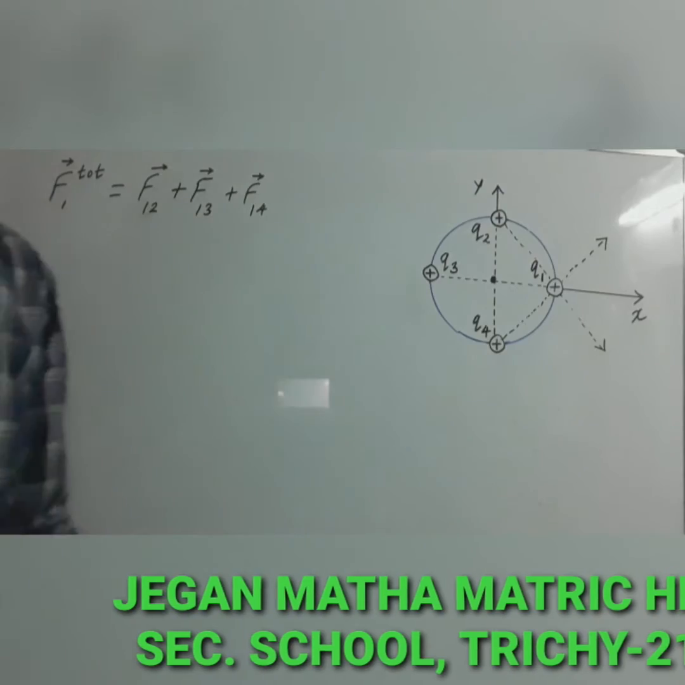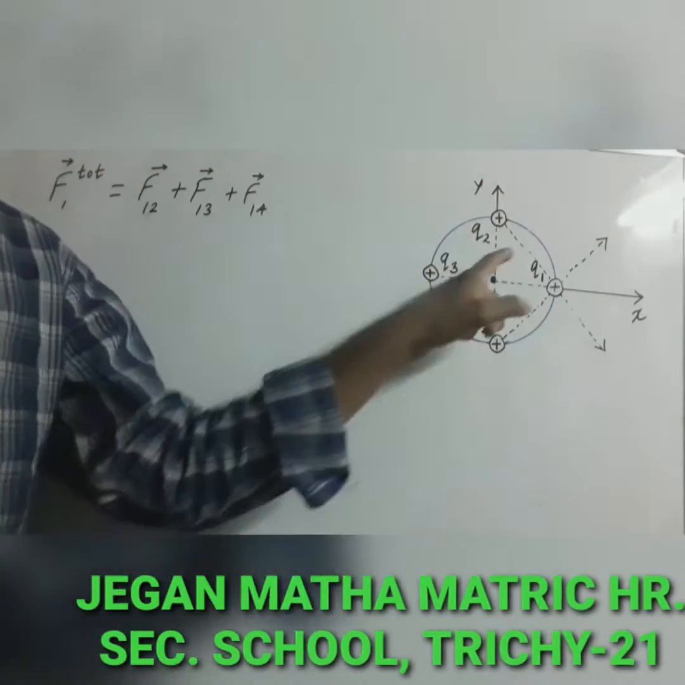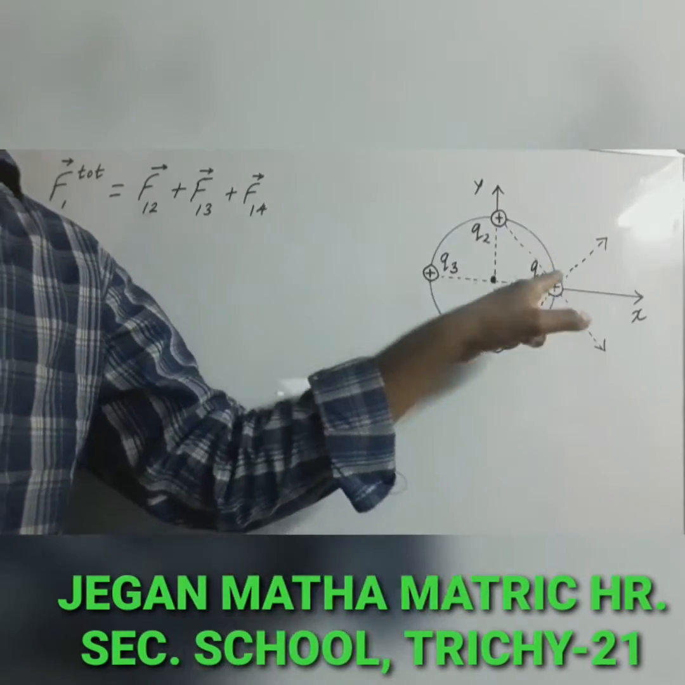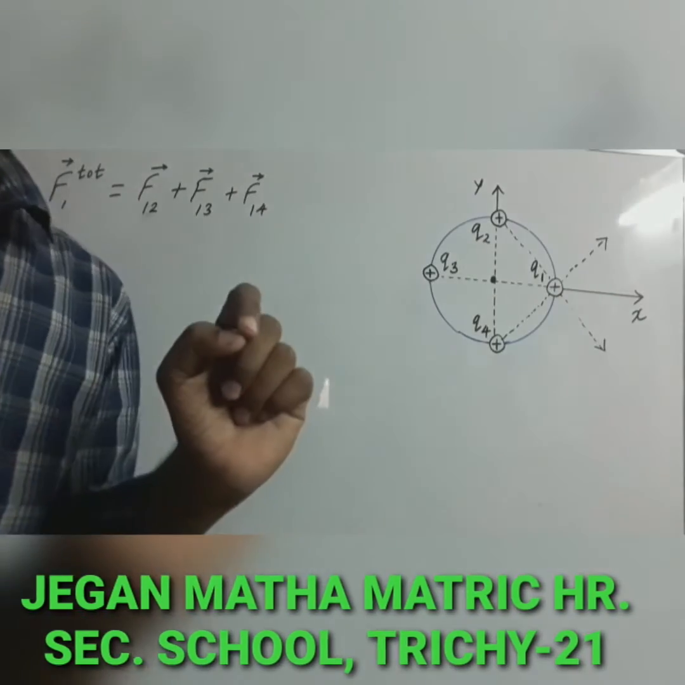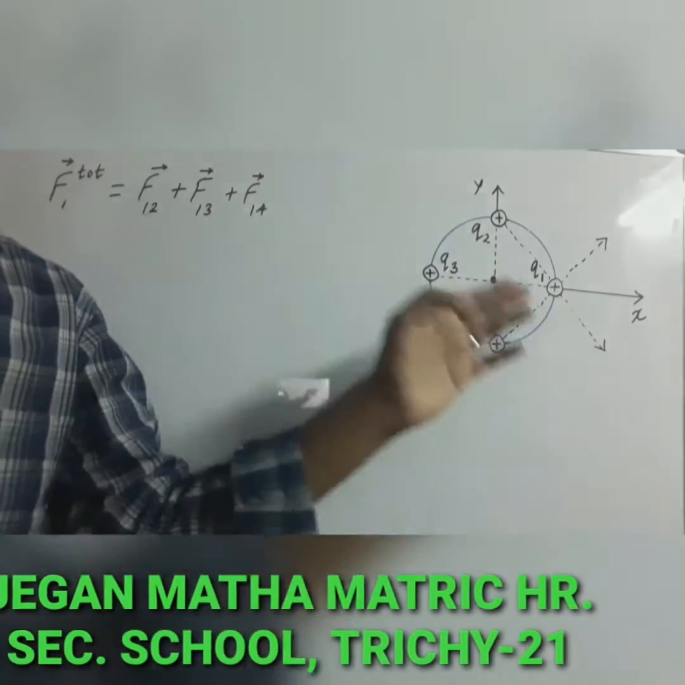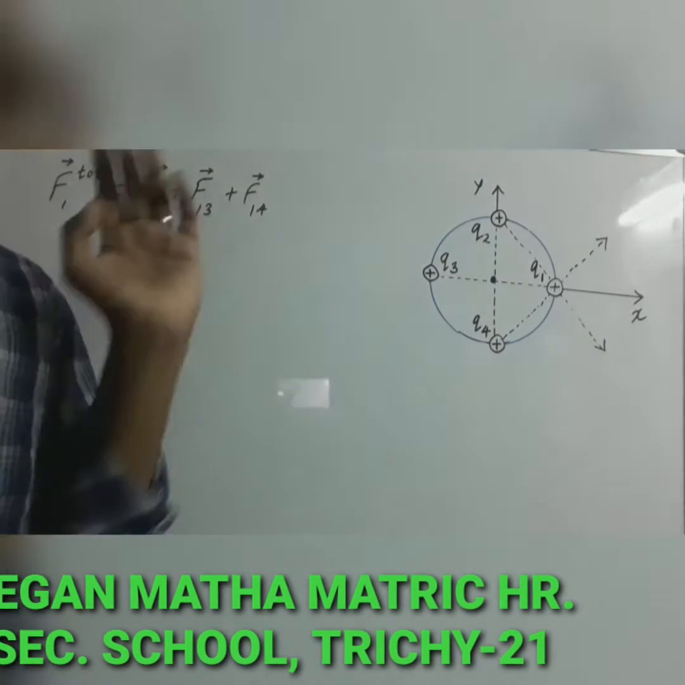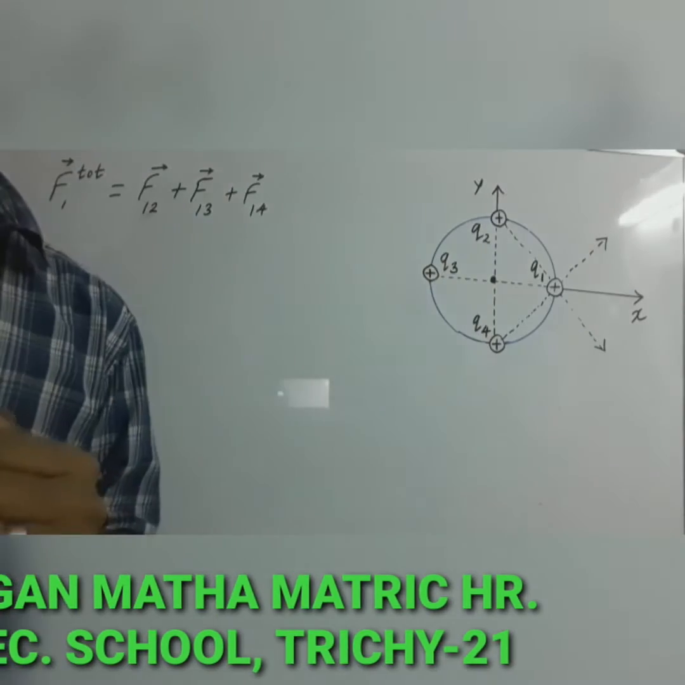The charges Q2 and Q4 are equidistant from Q1. The distance between Q2 and Q1 is equal to the distance between Q4 and Q1. As a result, the strengths of the forces F12 and F14 are equal, but they are in different directions.